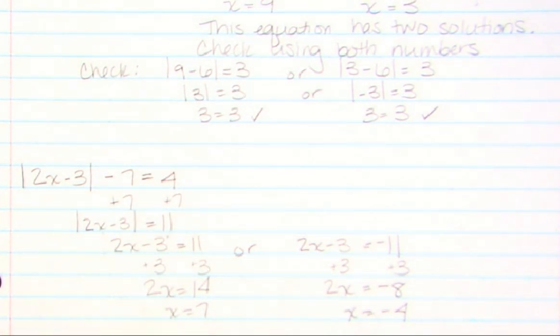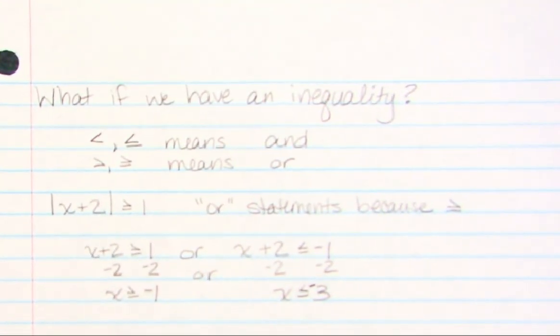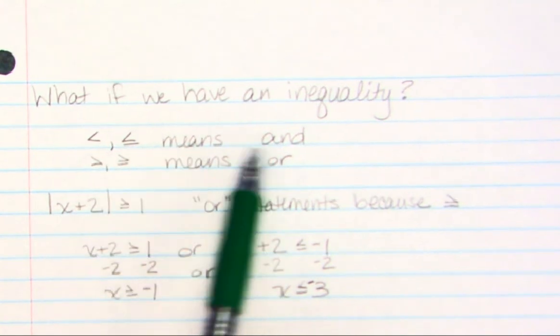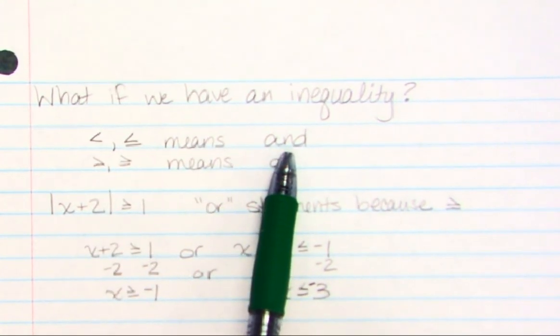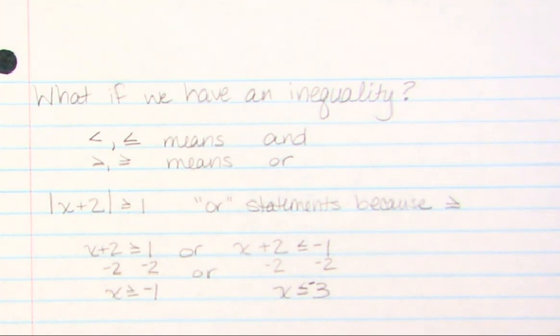Okay, so that's how I solve these with equations. But what happens if we have an inequality? And so far, we've been looking at inequalities in this chapter. So let me give you some general notes here. If we have less than or equal to, we then have an and inequality. So if you remember back to 6.3 video, we had those inequalities where we had like negative 2 is less than or equal to x, which is less than or equal to 0.